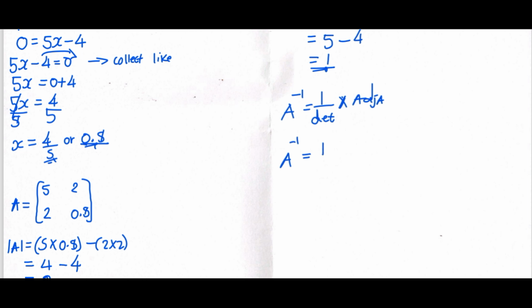So we have 1 over our determinant, which is 1. Then our adjoint, we have it. So adjoint is 1, 5, negative 2, negative 2. So this is our final answer. If you want, you can say 1 into 1 is 1 times this. So the inverse of this particular matrix will just be the adjoint of matrix A.